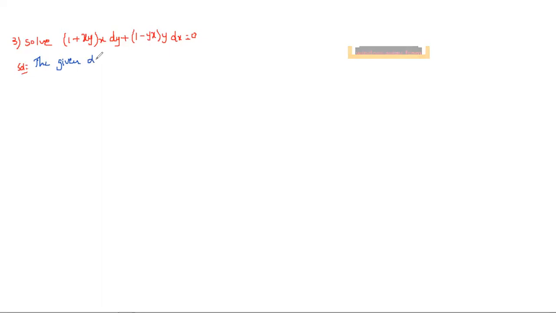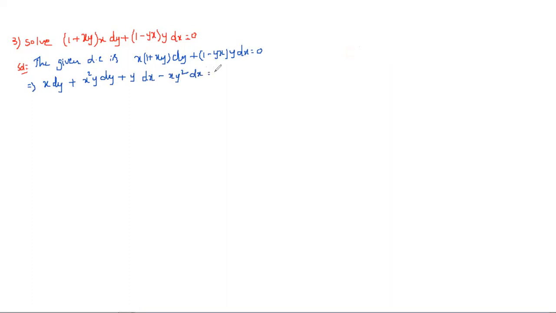The given differential equation is x(1 + xy) dy + (1 − xy) y dx = 0. First, as usual, multiply the terms. x into 1 is x, so x dy, plus x into xy is x squared y dy, plus 1 into y is y dx, minus xy squared dx, equal to 0. I just multiplied the terms.